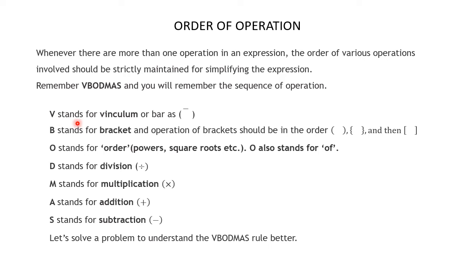V stands for vinculum or bar. It's a line placed over a number. B stands for bracket, and operation of brackets should always be in the order of round brackets first. Next you have to solve whatever is given within the curly brackets, and finally solve whatever is given within the square brackets. This order has to be followed while solving brackets. Round brackets first, curly brackets next, and finally the square brackets.